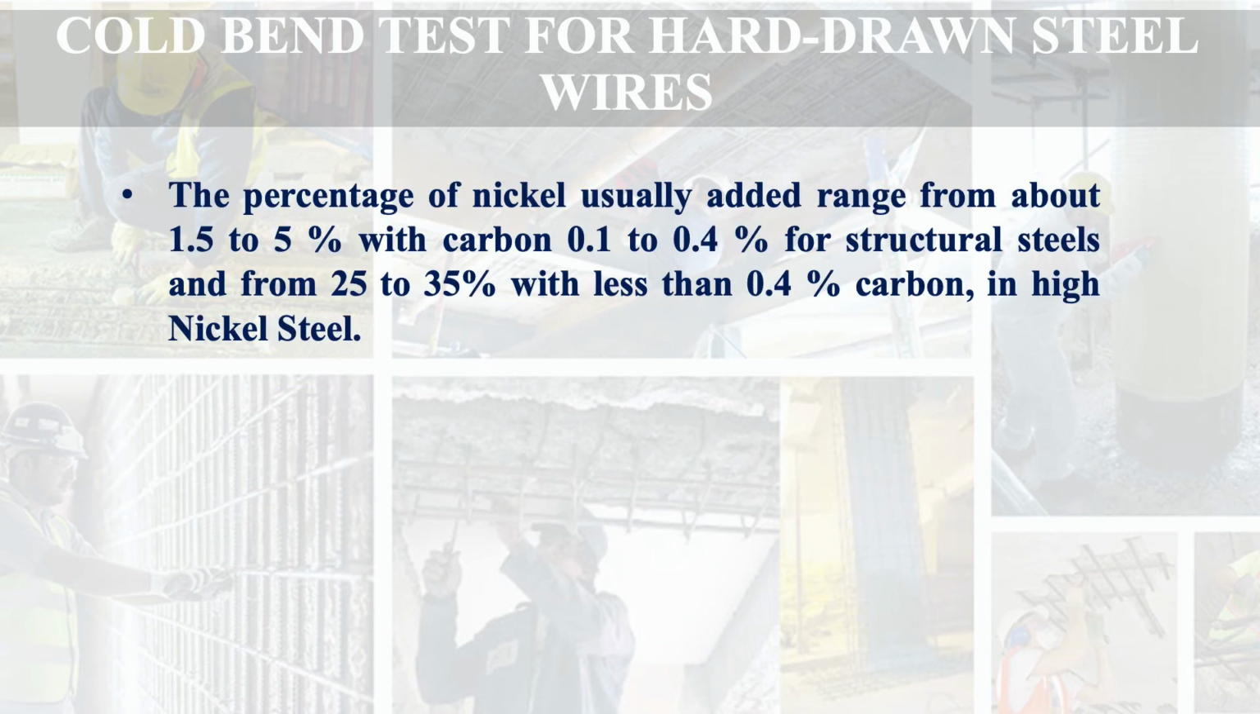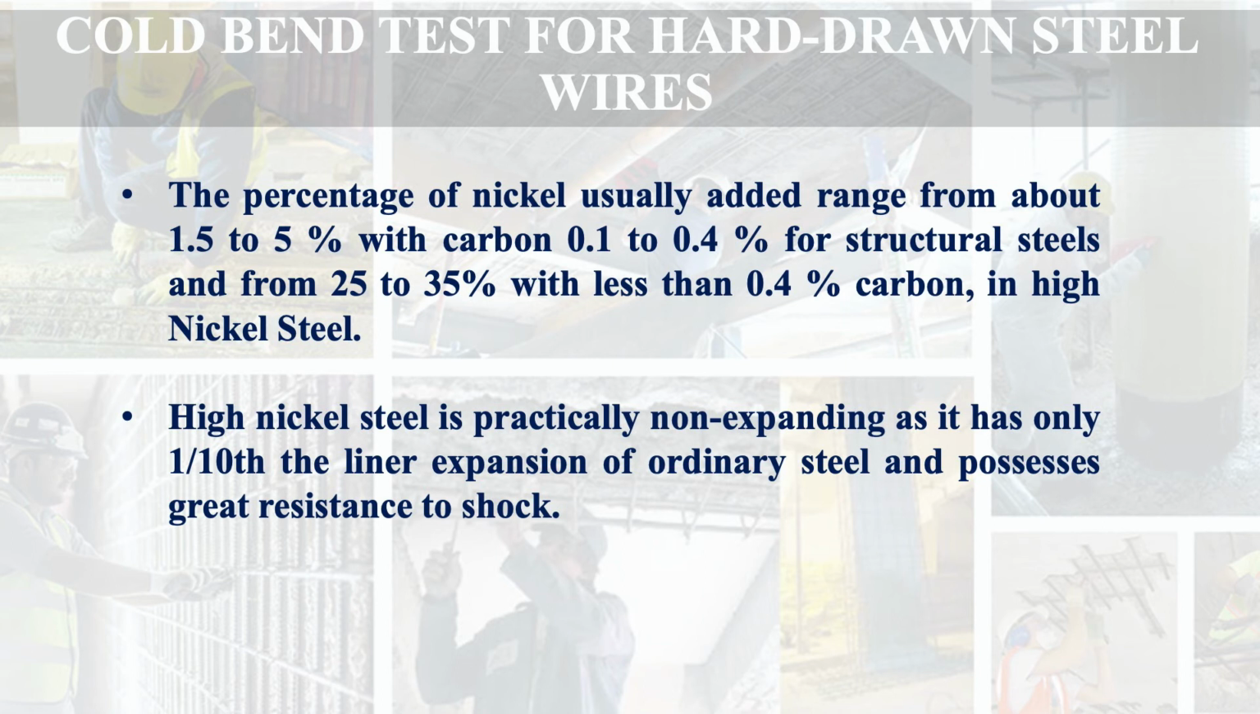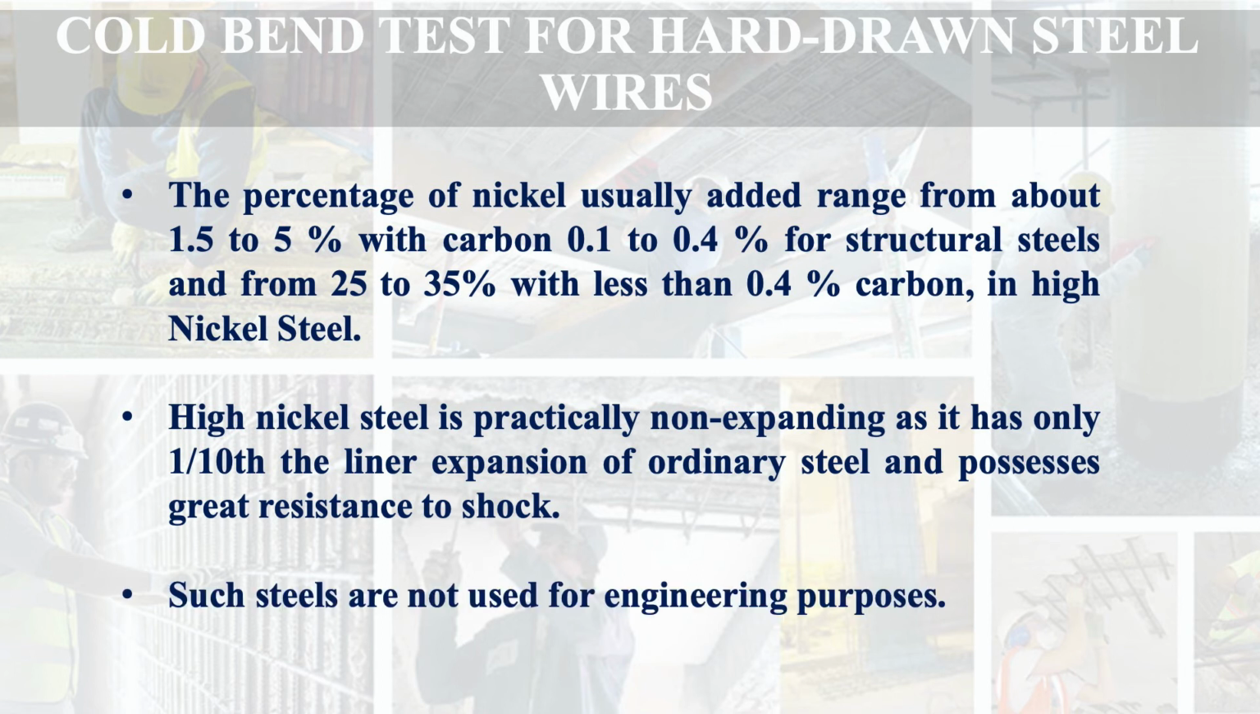The percentage of nickel usually added range from about 1.5 to 5%, with carbon 0.1 to 0.4% for structural steel, and from 25 to 35% with less than 0.4% of carbon in high nickel steel. High nickel steel is practically non-expanding as it has only 1/10 of the linear expansion of ordinary steel and possesses great resistance to shock. Such steels are not used for engineering purposes.